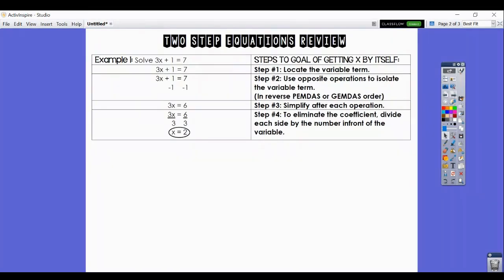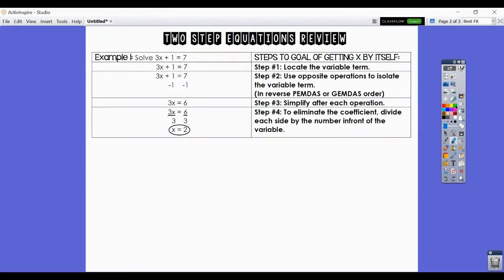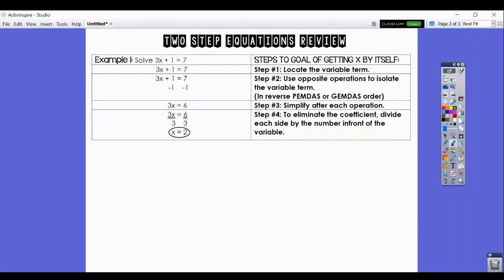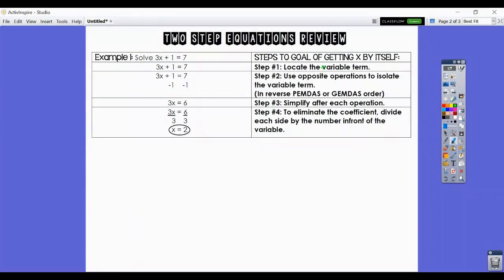Now moving on to two-step equations. In example 1, we have the work done for us, but I kind of want to go through it step by step. Step number 1 is locating the variable itself. The variable is always going to be the letter in your equation that you want to get by itself. So in this example, we have solve 3x plus 1 equals 7. We want to get x by itself, so we're locating that x.